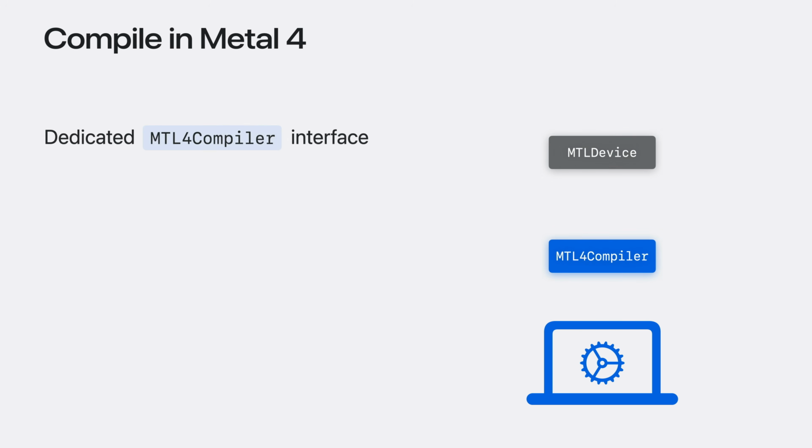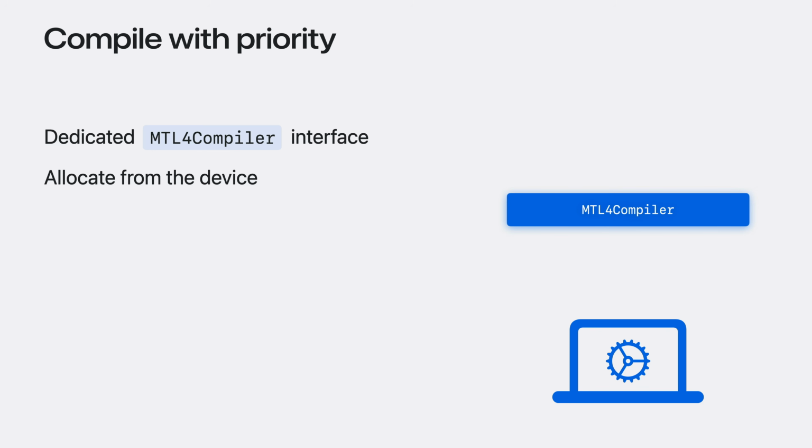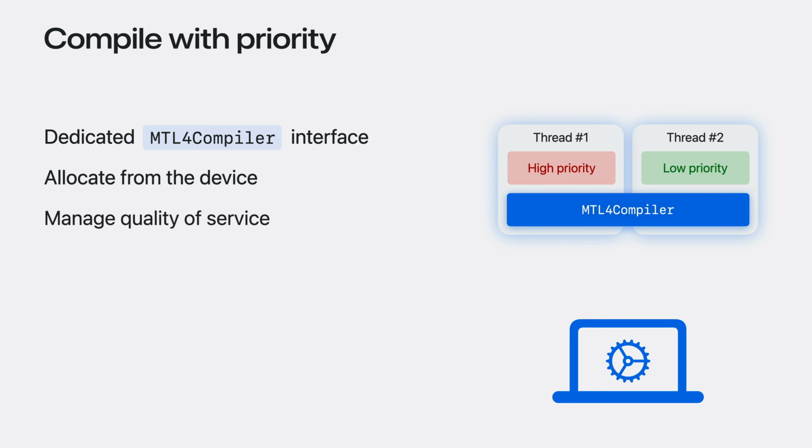Metal 4 manages compilation with a dedicated compilation context. The new Metal 4 compiler interface is now separate from the device. Your app uses the device to allocate the compiler interface. The interface provides clear, explicit control of when your app performs compilation on the CPU. You can also leverage the Metal 4 compiler to take advantage of scheduling improvements in the shader compilation stack. The Metal 4 compiler inherits the quality of service class assigned to the thread requesting compilation.